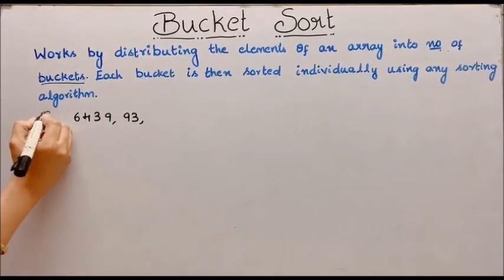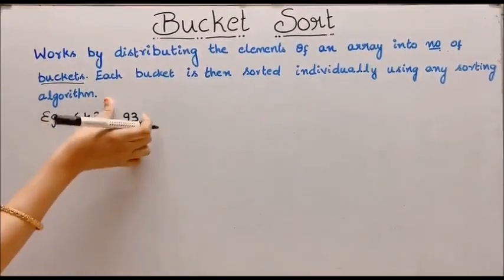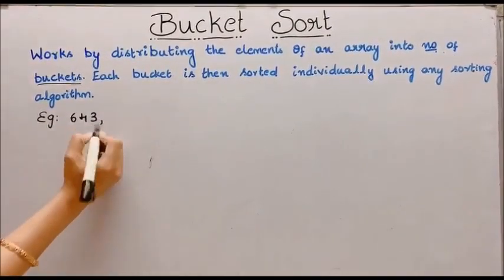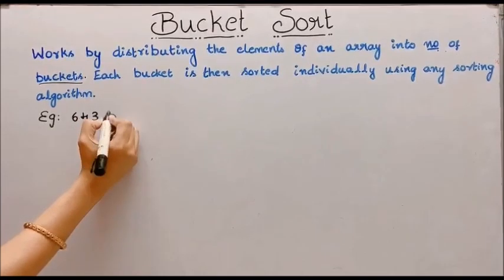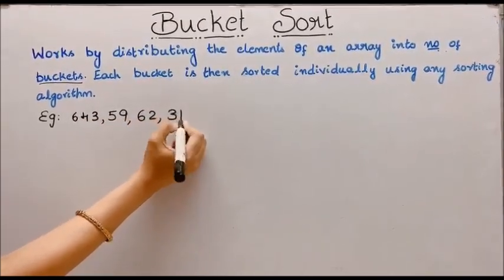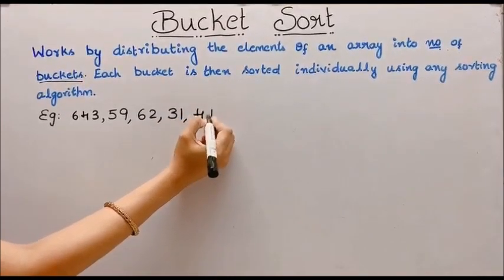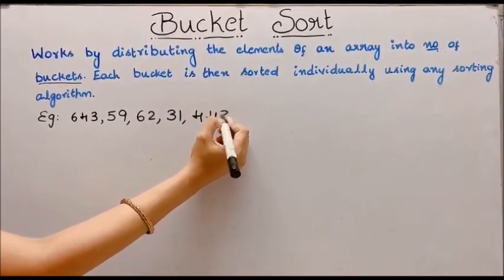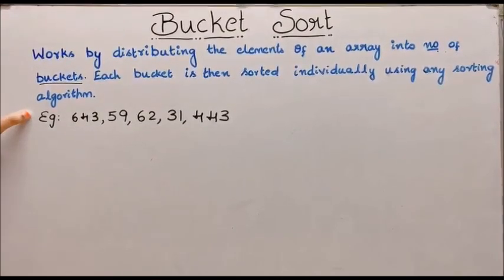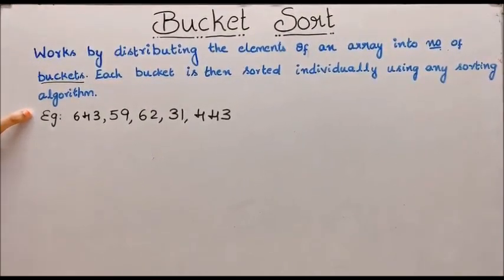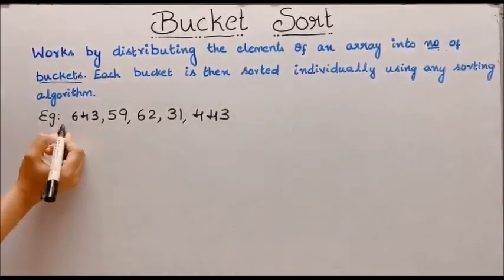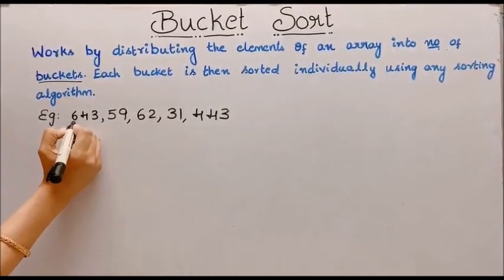For example, if we have these elements: 643, 59, 62, 31, 44, 443. These are the elements in the input array. Initially, we have to find the largest number in the given array. The largest number is 643.